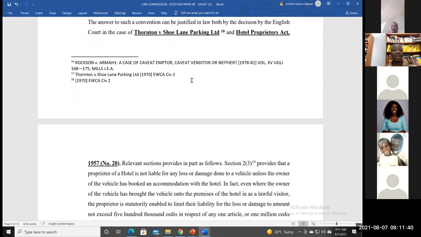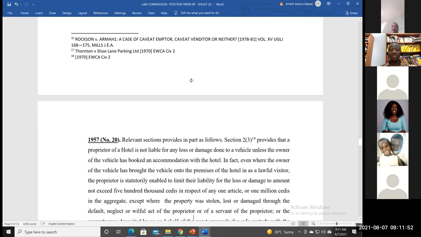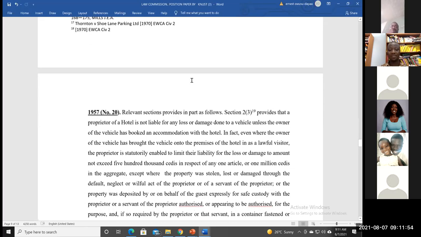trying to regulate that? But we have a law, what they call the Hotel Proprietors Act, the Hotel Proprietors Act of 1957, and there's a provision in section 2.3 to the effect that a proprietor of a hotel is not liable for any loss or damage done to a vehicle unless the owner of the vehicle has booked an accommodation with the hotel.